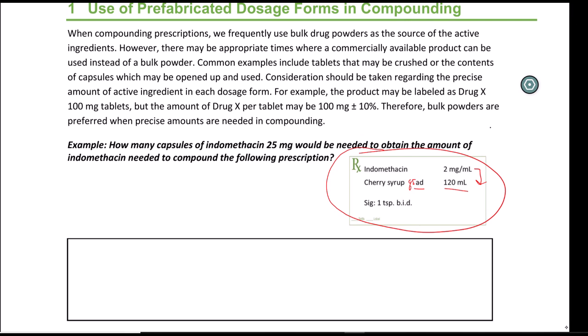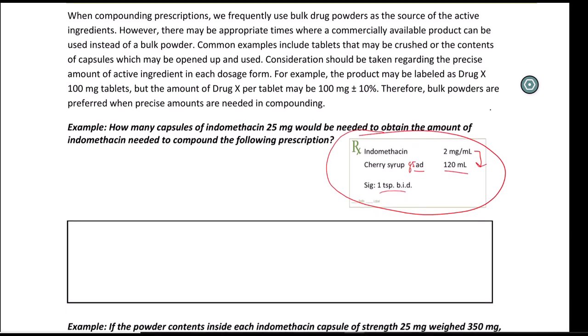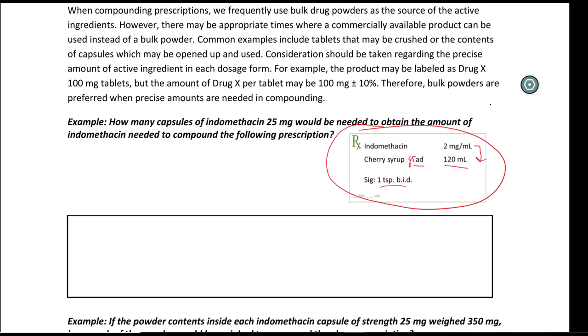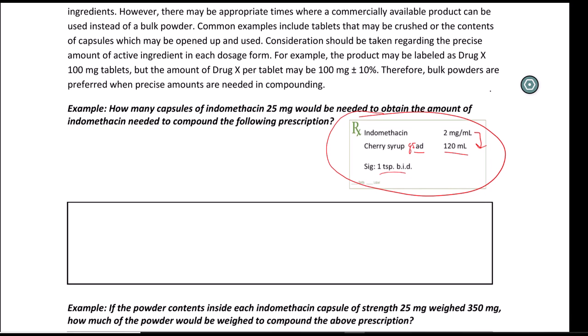The directions say 1 teaspoon twice a day, and 1 teaspoon being 5 mLs. So let's say in your pharmacy you don't have the bulk container of indomethacin, so you can't just weigh out indomethacin, you want to use capsules. Well, no matter which way you do it, the first thing you need to know is how much drug do you need to weigh out? How much drug do you need?